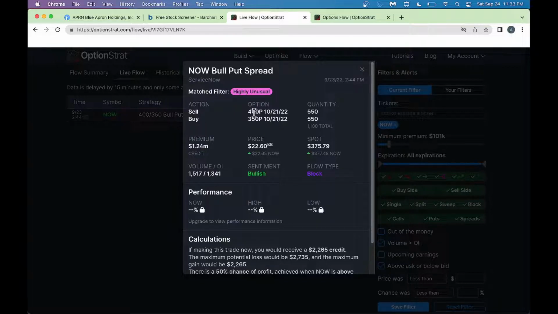the 400 put, which is a put, as many of you know, expiring 10/21/2022. And look, they're also buying the 350. They're really doing a put spread, as you can see. Very high unusual volume, and sentiment is bullish. It's a block flow, a big block, and it says BB here, which is below bid.